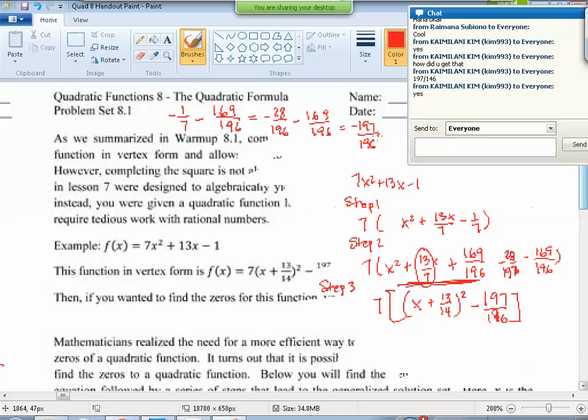The last thing I'm going to do is one more step. This is step 4. I'm going to distribute that 7 back in there. I'll show you where I'll put it in. I'll put it into here, and I'll put it into here. So this becomes x plus 13 over 14 squared, there's a 7 out in front, minus 197 divided by 28. You see what I did? Okay. Do you got this process?